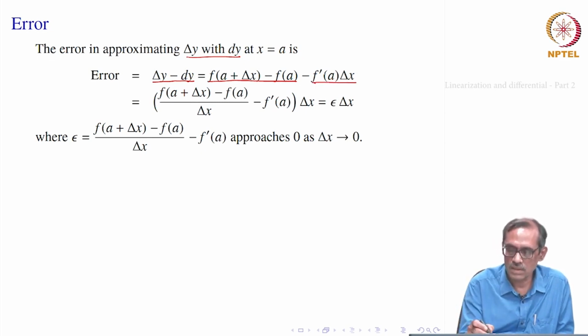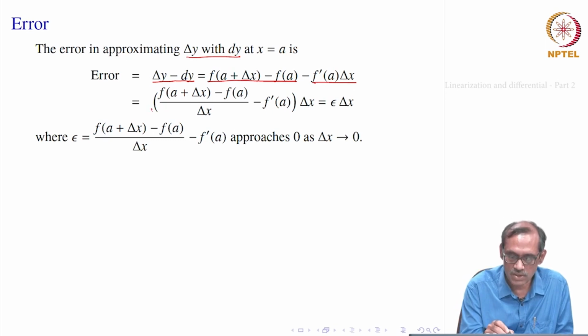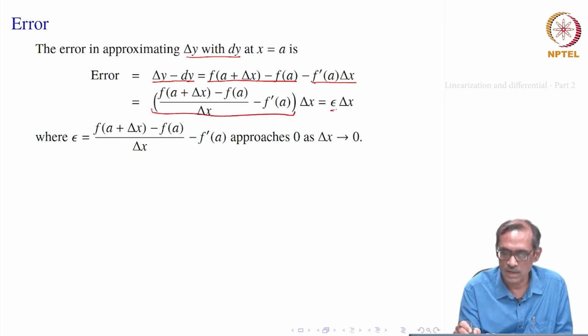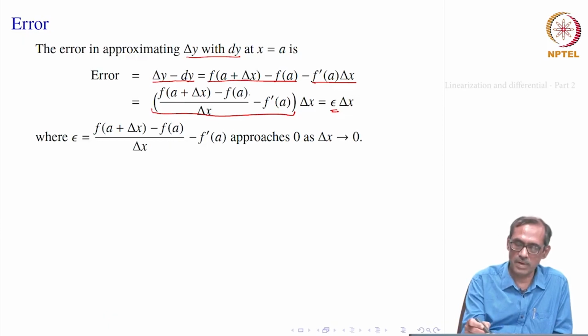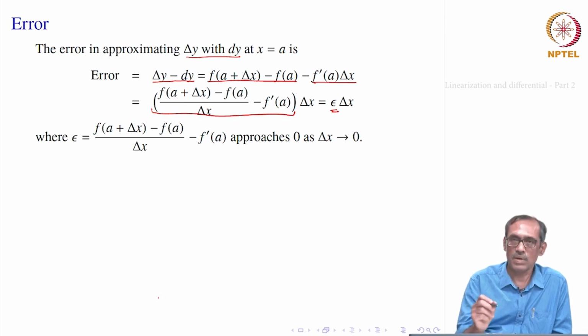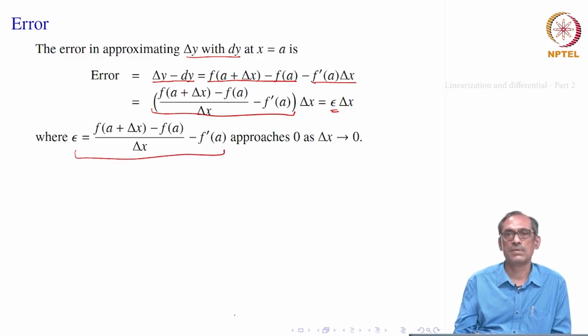Fine. So, we combine them together, we find that it is equal to f of a plus delta x minus f a divided by delta x minus f prime a, times delta x. So, if we write this bracketed thing as epsilon, it is really epsilon times delta x, and when delta x goes to 0, what happens to this epsilon? We know that limit of f of a plus delta x minus f a divided by delta x minus f prime a is equal to 0, because limit of this is equal to f prime a. So, that means limit of this expression, which we write as epsilon, is equal to 0.